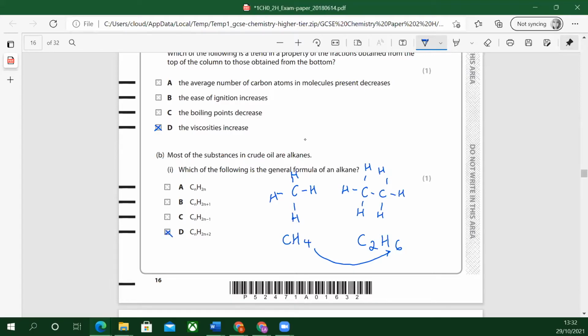We could do propane. Okay, so let's put it up here. C3, 1, 2, 3, 4, H8. Okay, so that's CnH2n+2 again. So to make sure, we test it.